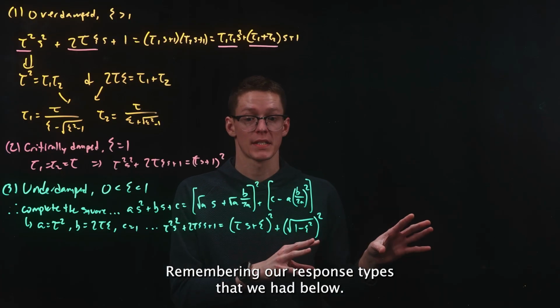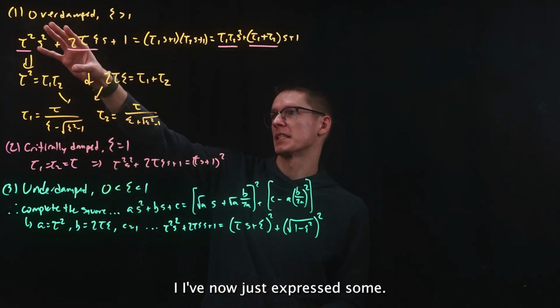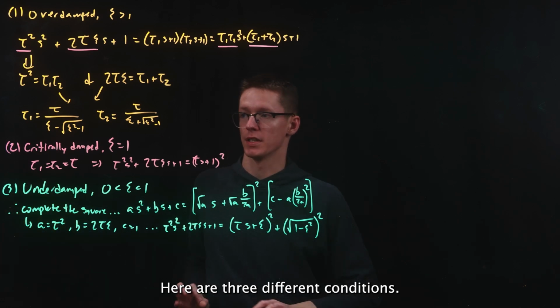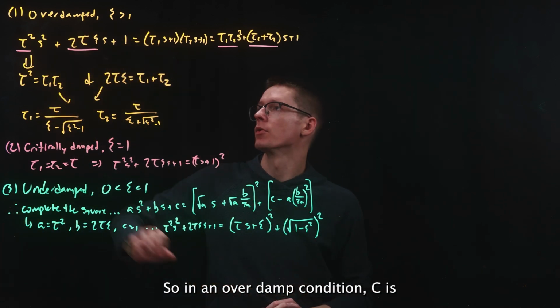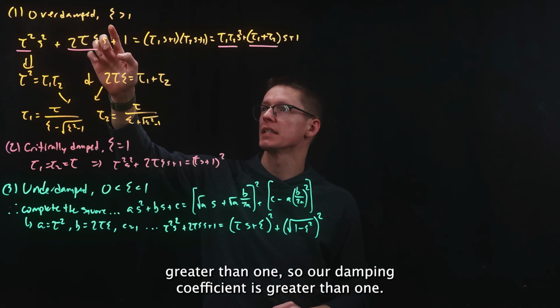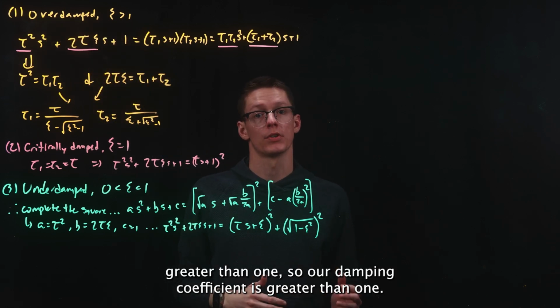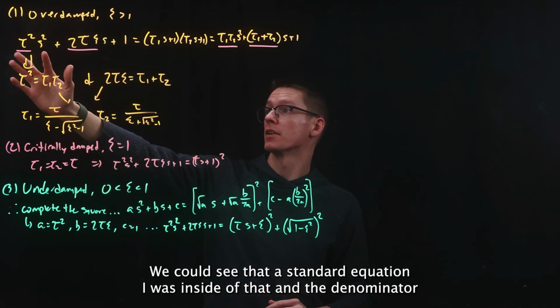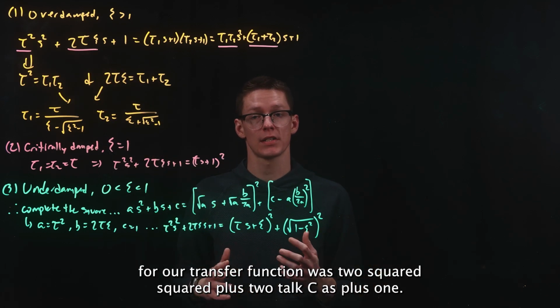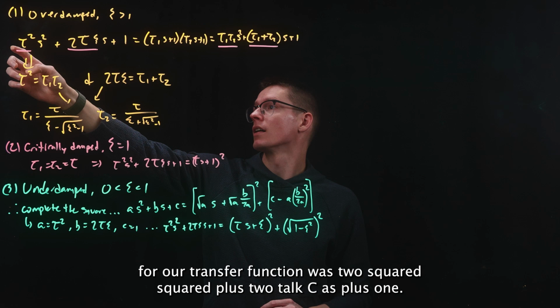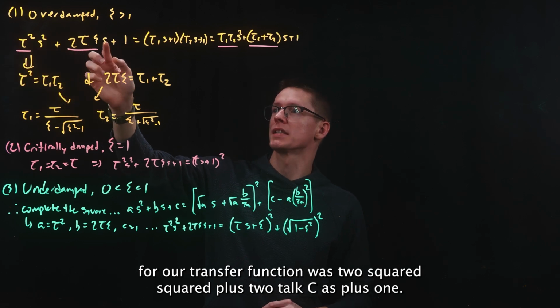Remembering our response types that we had below, I've now just expressed them here on our three different conditions. We're going to work out the conditions to the right over here. So in an overdamped condition, C is greater than 1, so our damping coefficient is greater than 1. We could see that our standard equation that was inside of that in the denominator for our transfer function was tau squared s squared plus 2 tau C s plus 1.